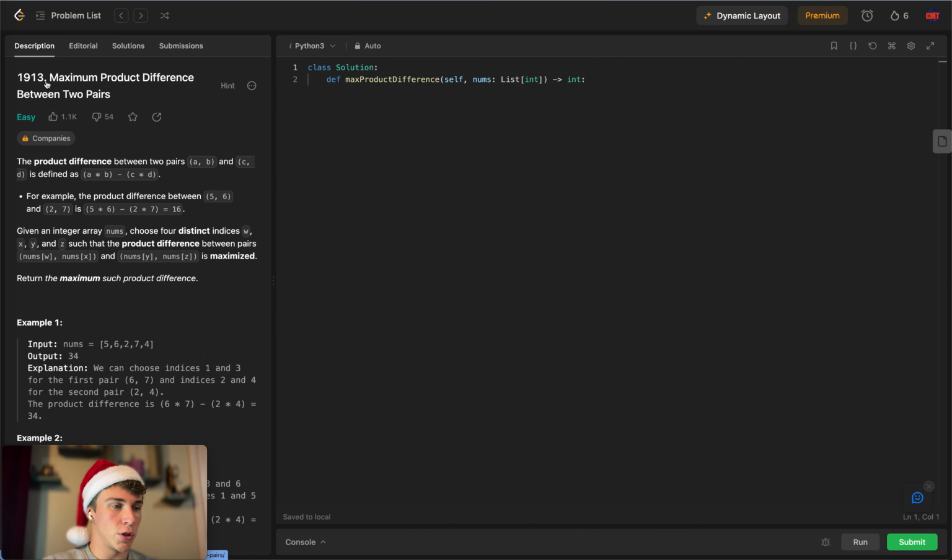Today we'll be solving question 1913, maximum product difference between two pairs. Easy level question. Let's get to the description. So the product difference between two pairs (A, B) and (C, D) is defined by A times B minus C times D. For example, the product difference between (5, 6) and (2, 7) is 30 minus 14, which is 16.